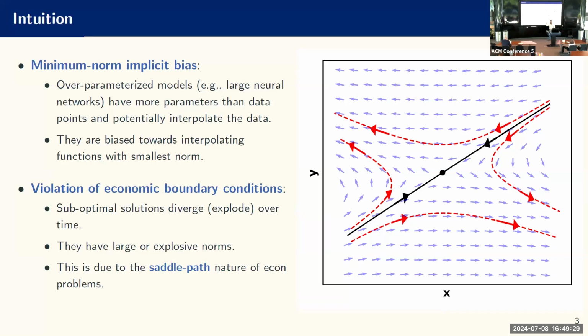So technically, you can see that these suboptimal functions are explosive. So it would make sense to think, oh, if I use large ML models, they're going to rule out these explosive paths and give me the economic solution that I was looking for. That is the intuition of the working paper.